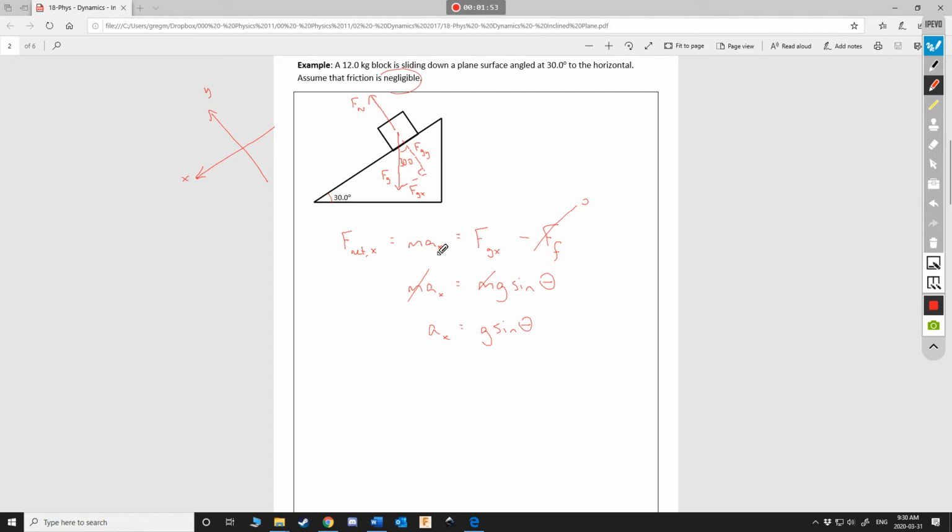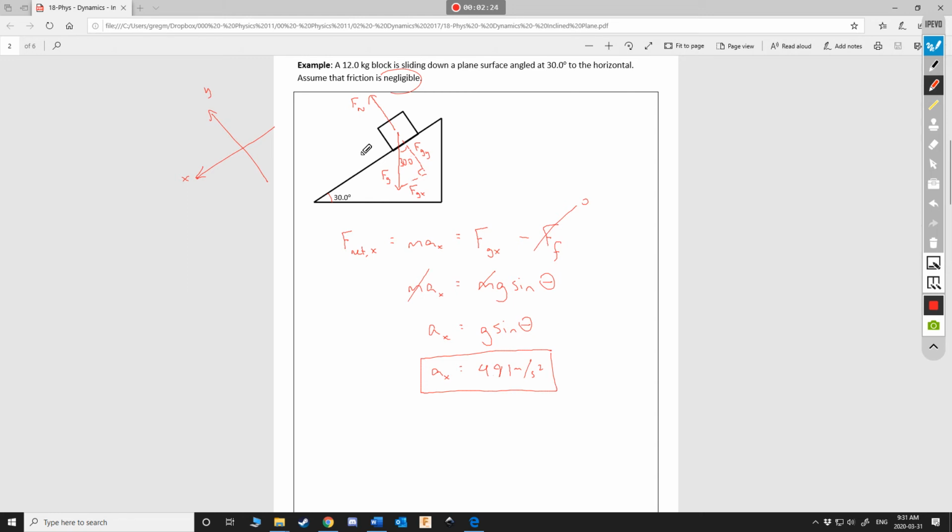So when it's a 30 degree angle, we just go 9.8 multiplied by sine 30, and we get 4.91. As simple as that. If it was a 60 degree angle, you just do g sine 60. Or 20 degrees, so you can actually see what the acceleration will be for any incline. And this makes sense too as you get closer.